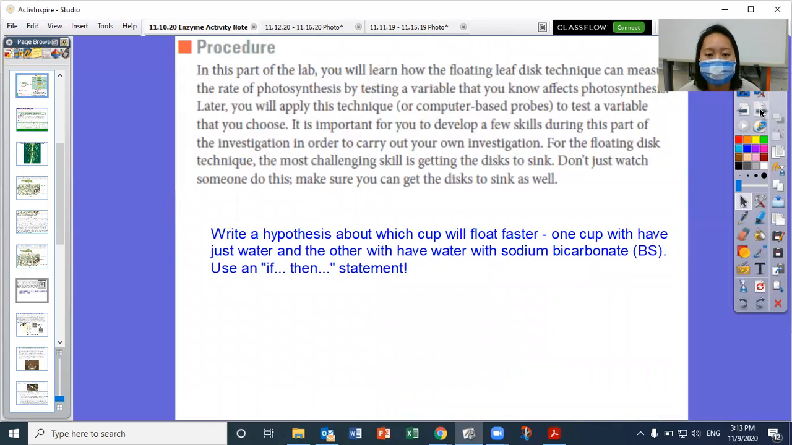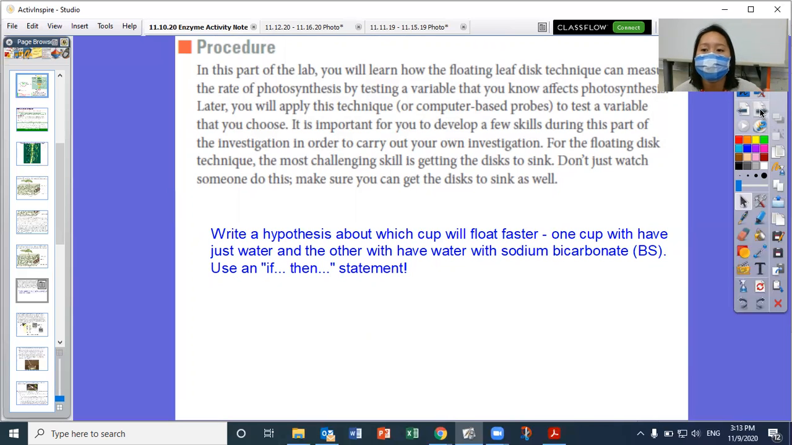So I'm going to be asking you to write a hypothesis about which cup will float faster. One of our cups is going to have just water in it for the leaves to try to do photosynthesis and float. And the other one is going to have water with sodium bicarbonate, which is going to produce the bicarbonate ions, which are an alternate carbon source, right? Obviously, if they're underwater, they're not going to be exposed to the air where carbon dioxide is. So they're going to be getting this alternate source of carbon coming from baking soda, which is sodium bicarbonate. Okay, and I wrote my labels on my cups as baking soda, and I shortened it to BS, so we're just going to be referring to it as BS.